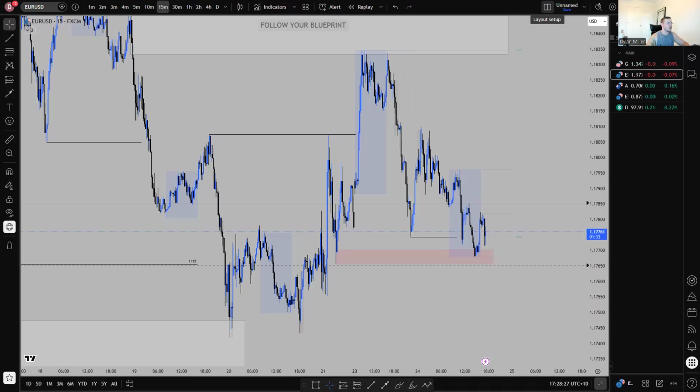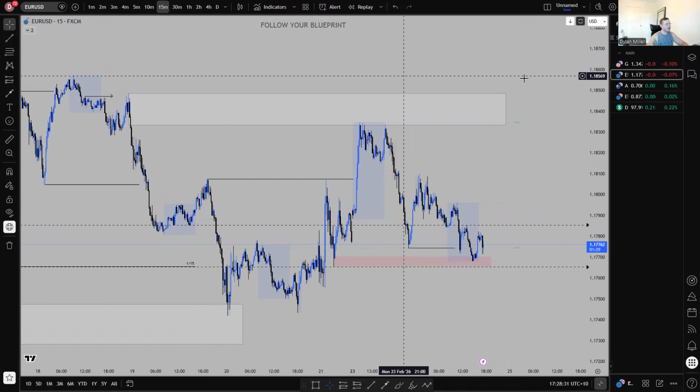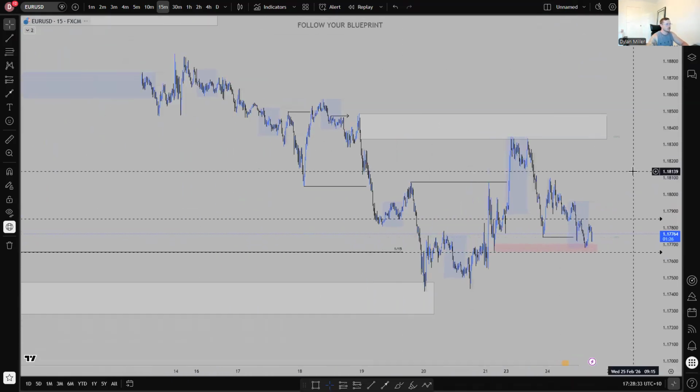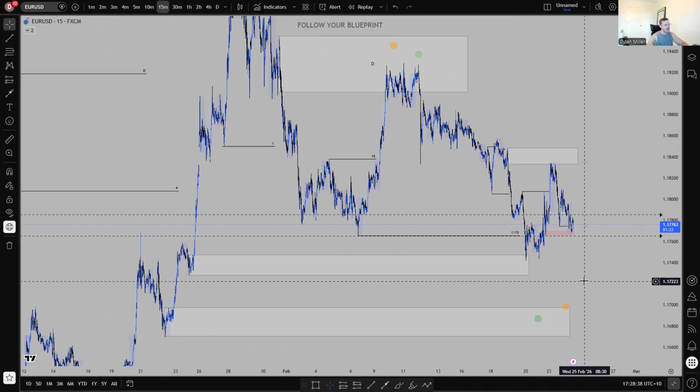So guys, all right, daily outlook for today. We'll start it off with Euro USD. Cool. All right. So similar position to yesterday.